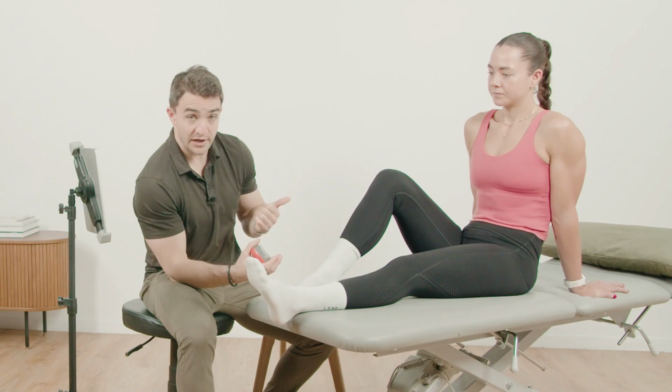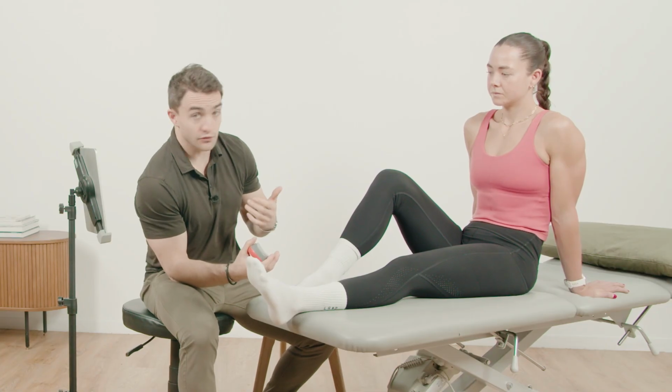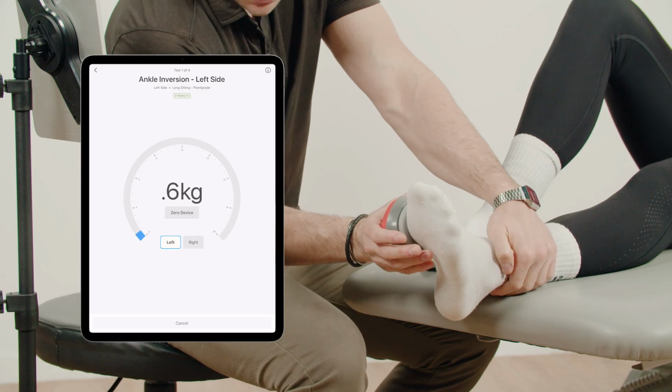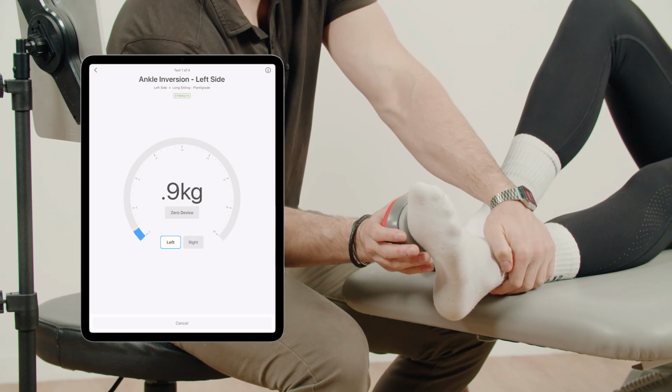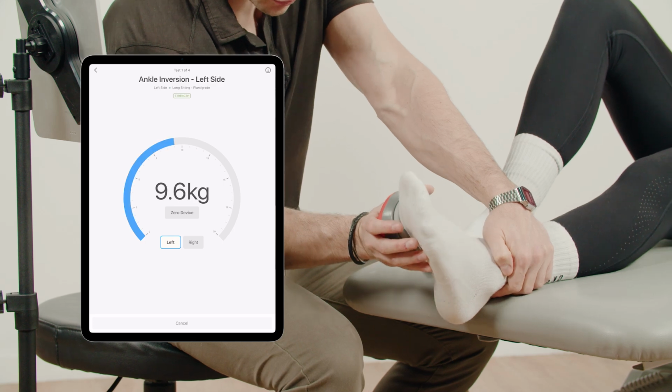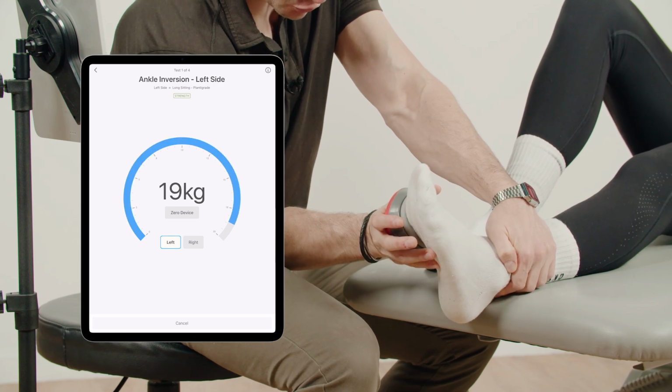So we're going to get a max strength measure, and we're going to get a good measure for rate of force development. In this position, just right here, make sure I'm stable. And Sammy, when I say go, you push in as hard and as fast as you can, 3, 2, 1, go. Push, push, push, and relax.